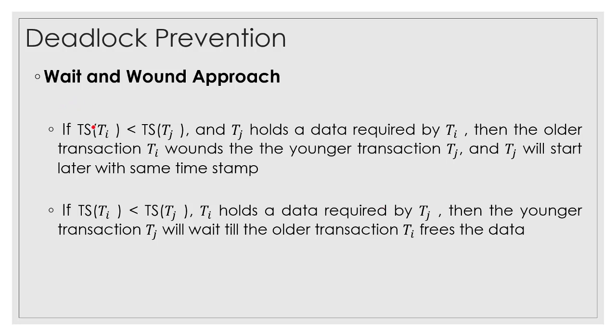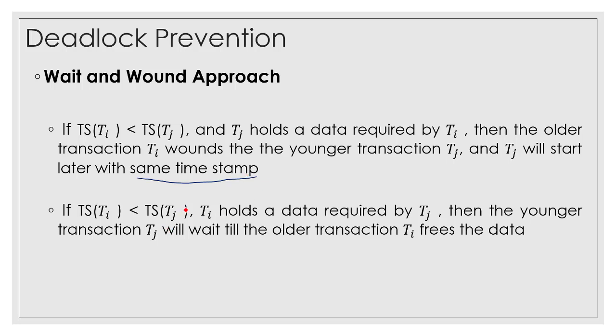So if this condition is true, meaning transaction Ti is the older transaction and Tj, the younger transaction, holds the data required by Ti, then the older transaction Ti wounds, meaning hampers, transaction Tj, the younger transaction, and starts its work. So Ti will start immediately and Tj will start later with the same timestamp. As it is starting with the same timestamp, there is no possibility of starvation in the case of the wait and wound approach.